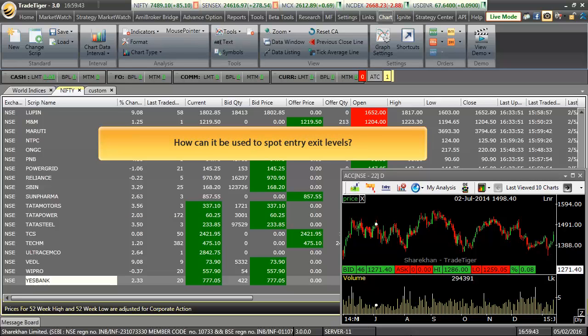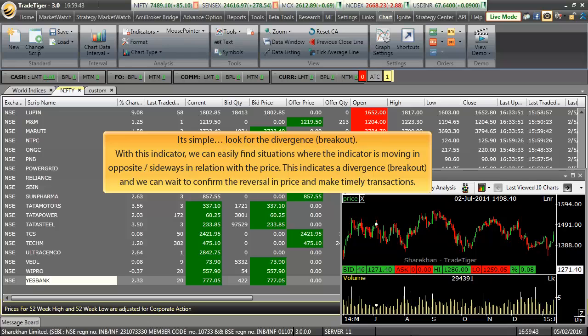So how can we use OBV to spot entry exit levels? Well, it's pretty simple. We look out for the divergences. We look out for the breakouts.